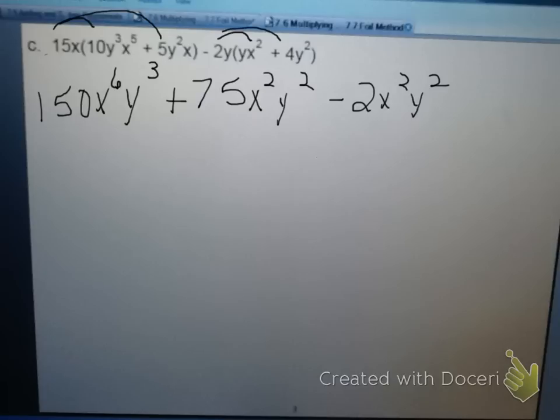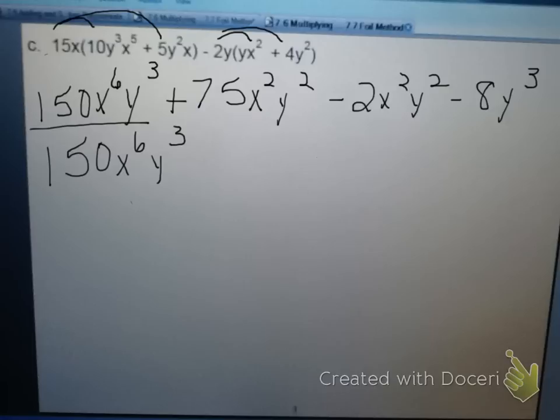And then multiply negative 2y times the second term. That's a negative 8y to the third. Now, if you will notice that these terms have an x and a y, you can only combine with each term that has the exact same variable and the exact same exponent. I don't have anything to combine the 150x to the 6y to the third with, so I'll bring it down.